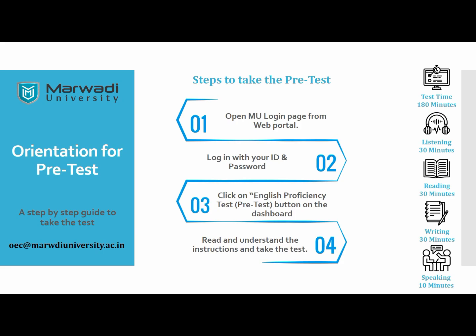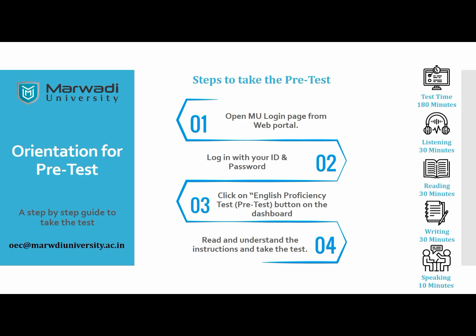When you apply the ID and password and log in successfully to the MU portal, you will find on the front page one banner or a big button where you will find written English proficiency test in brackets pre-test. And you will find one button over there, click here. When you click on that button, you will be redirected to the page of the pre-test, where you need to go and read and understand the instructions and take the test.